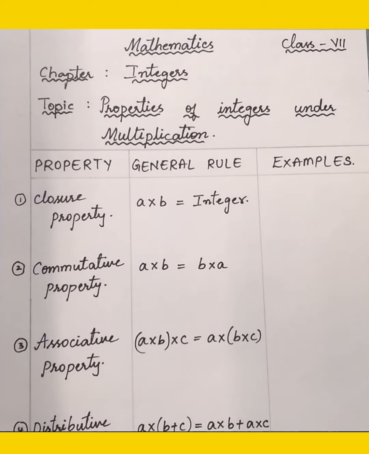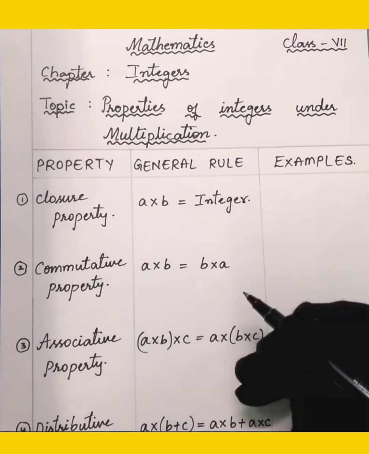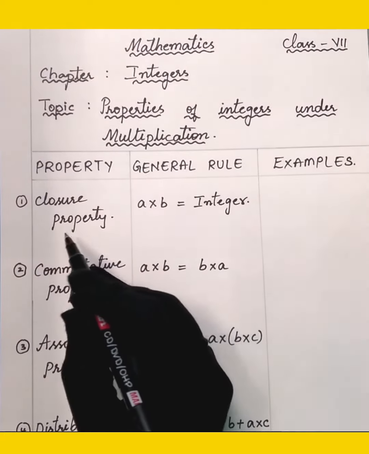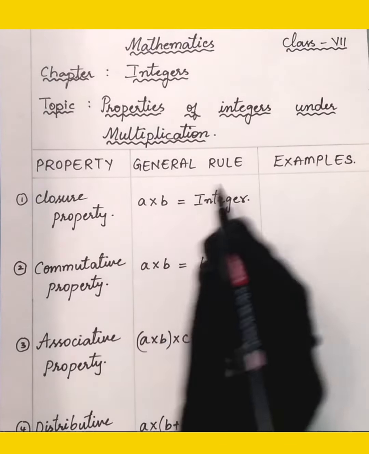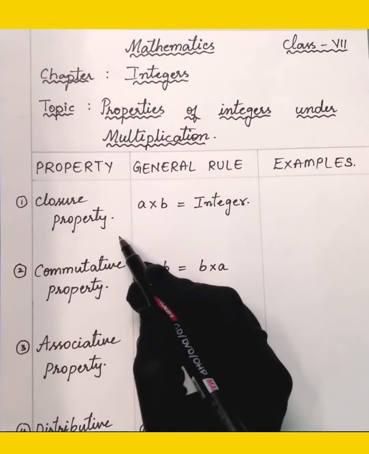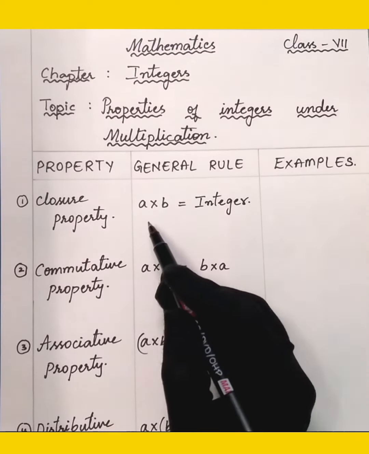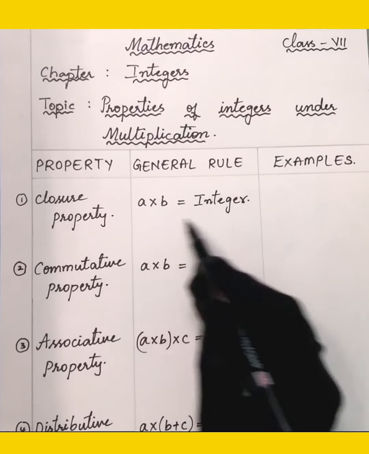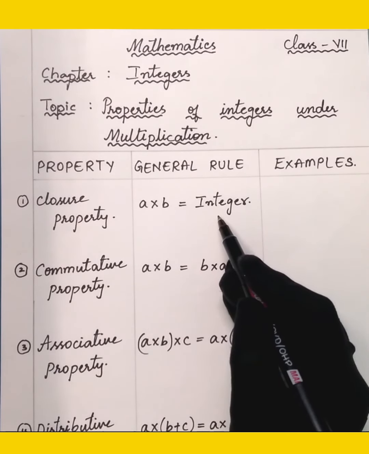In this video, we are going to learn the properties of integers under multiplication. Under multiplication, the first property is closure property. What is the general rule for closure property? If two integers are there, a and b, when you multiply these two integers, we should get an integer.